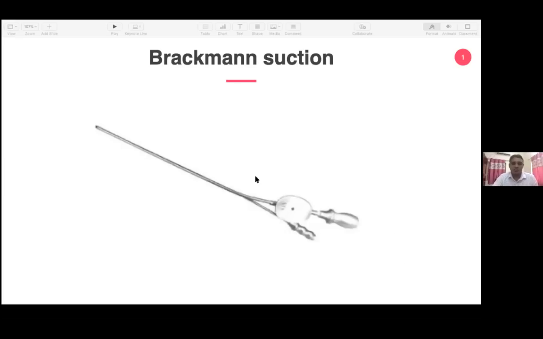This is the Brackmann suction, okay? The importance is that it has got integrated irrigation and suction channel. One has to remember that this suction cannula is a little bit longer as compared to the irrigation cannula. The irrigation is through this, connected to a drip set, and this is the suction. And this is the thumb point for blocking it. Okay, got it?